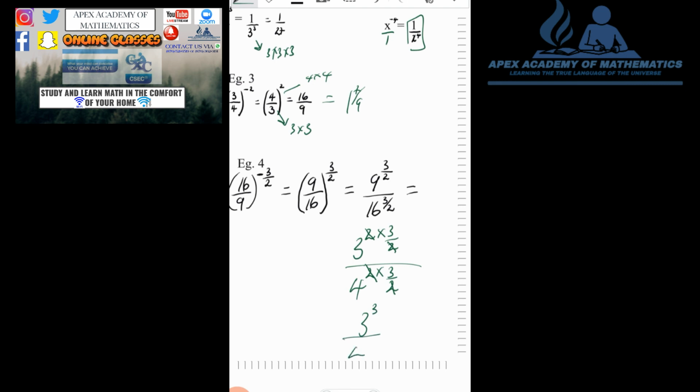Do look out for videos where I'm showing you how to simplify exponential quantities using a shorter version other than the law. So look out for that video. So 3 to the 3 is 27, and of course 4 to the 3 is 64. So our answer here is 27 over 64.